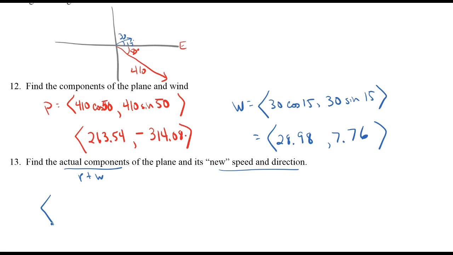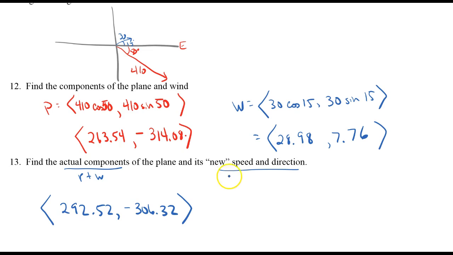263.54 plus 28.98. Okay, I am getting 292.52. And my y, I'm going to have a negative 314.08 plus 7.76. So I'm getting a negative 306.32, okay? And that is my new vector. That's where it's at. And if you want to sketch it in here, you can. It should be somewhere in between these two, but it's still going to be in quadrant 4, it looks like, okay? Now for the new speed and direction.